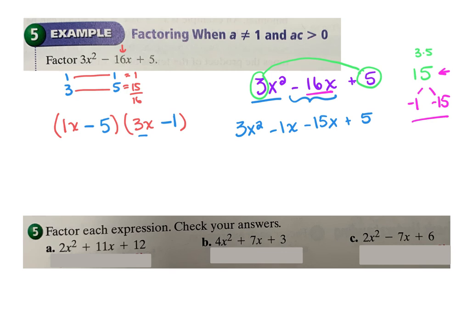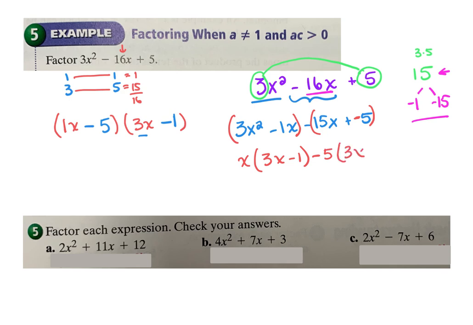Now I have a 4-term polynomial. How do I factor 4-term polynomials? By grouping. And that's what you're going to do. So I'm going to group the first two, group the last two, and of course change the sign. What can I take out of 3x squared and negative x? 1. Just an x, right? So I'm left with 3x minus 1. What can I take out of negative 15x and 5? 5.